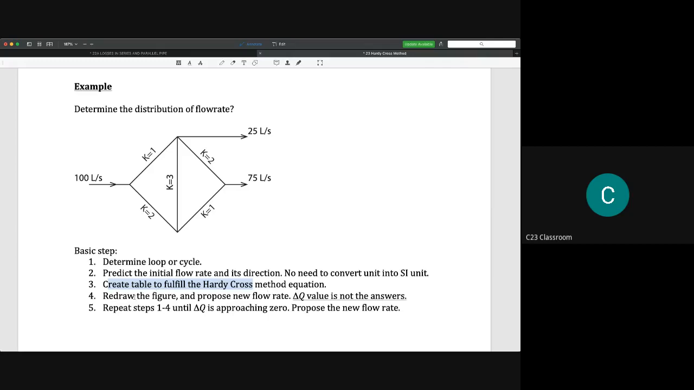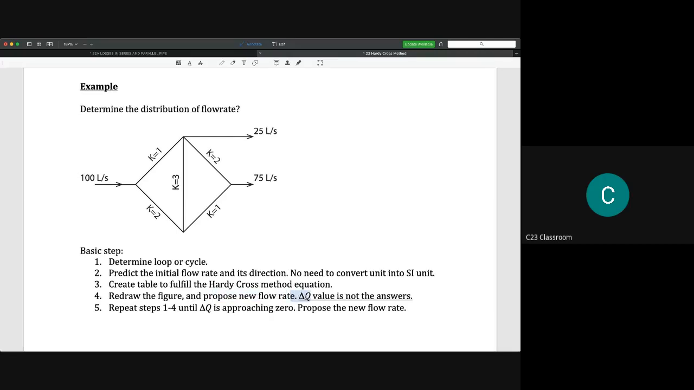Then you need to redraw the figure. Redraw the figure means you need to redraw this pipe network figure, and then propose your new flow rate. Again, I write here delta Q value is not the answer, because in this calculation you will get the value of delta Q, but delta Q is not the answer. Delta Q will not bring you any marks if you just write the final delta Q that you get from the calculation. It will be 0.